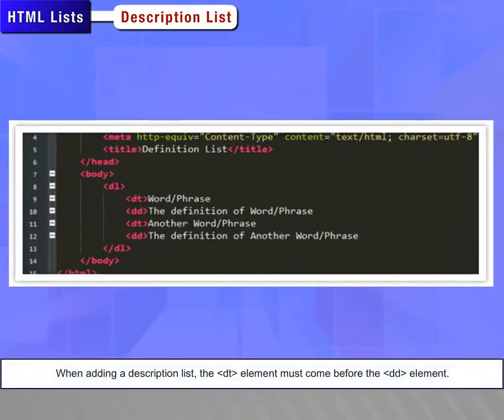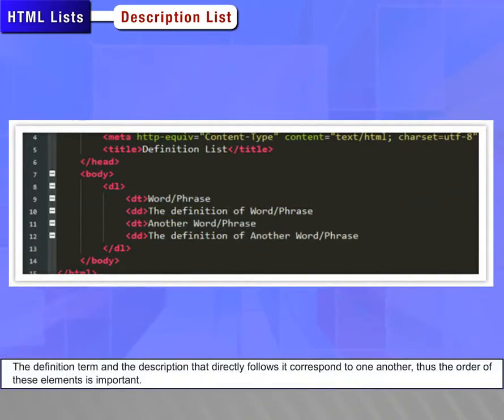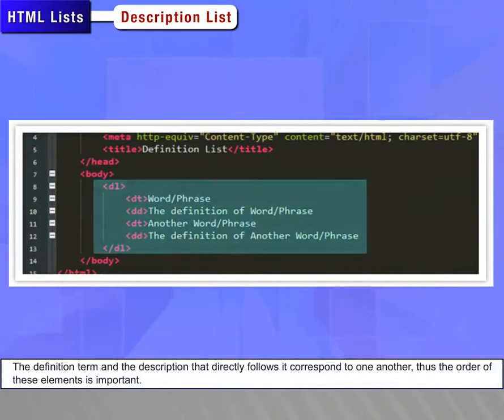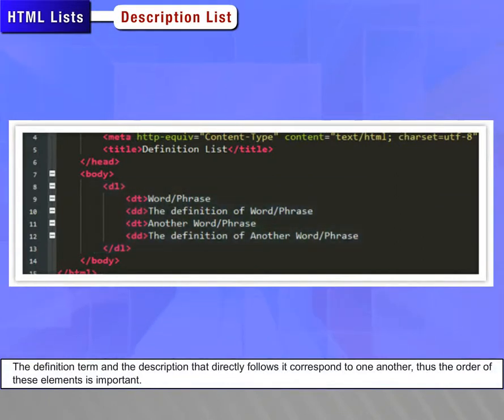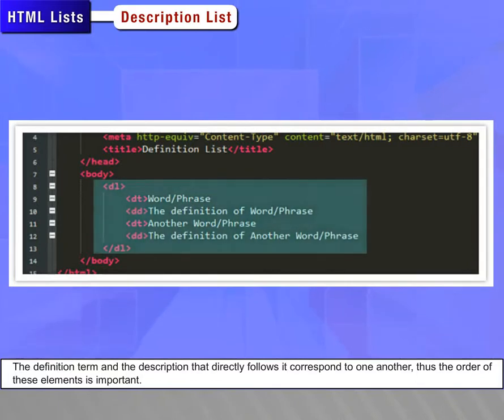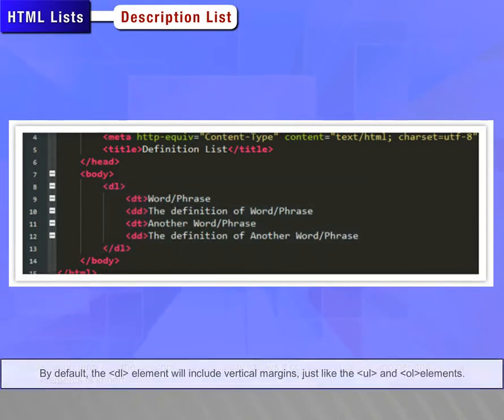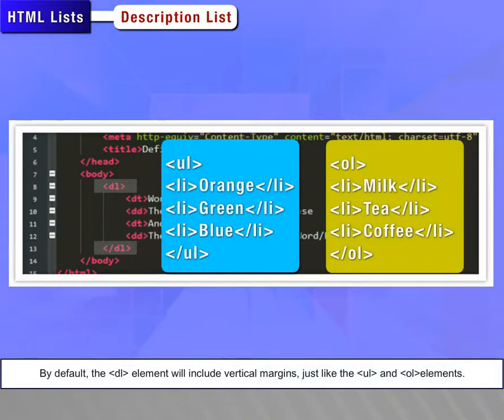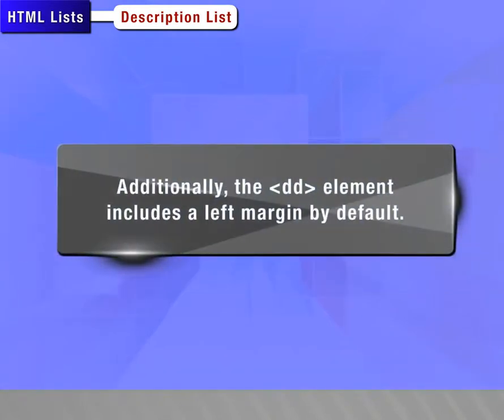When adding a description list, the DT element must come before the DD element. The definition term and the description that directly follows it correspond to one another, thus the order of these elements is important. By default, the DL element will include vertical margins, just like the UL and OL elements. Additionally, the DD element includes a left margin by default.